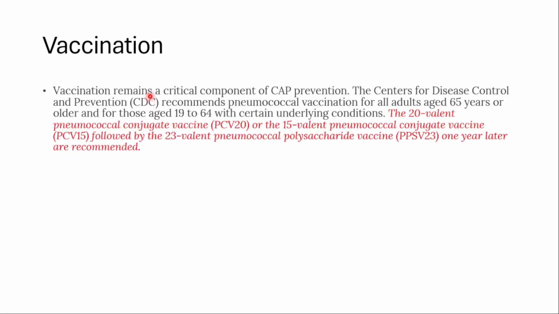Vaccination remains a critical component of community-acquired pneumonia prevention. The CDC recommends pneumococcal vaccination for all adults aged 65 or older, and for those aged 19 to 64 with certain underlying conditions. The 20-valent pneumococcal conjugate vaccine or the 15-valent pneumococcal conjugate vaccine, followed by the 23-valent pneumococcal polysaccharide vaccine 1 year later, are recommended.